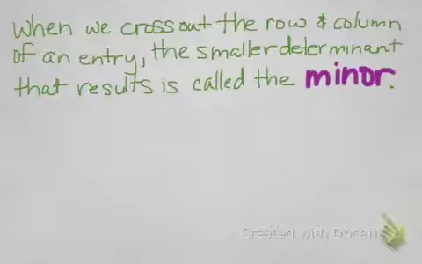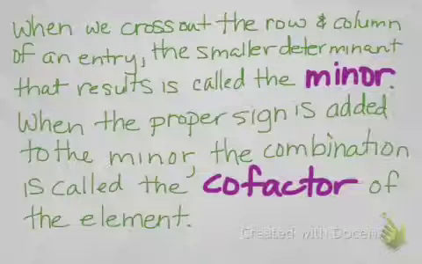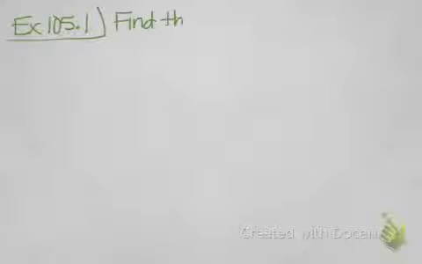Just to go over the terminology again, when you cross out the row and the column of an entry, the smaller determinant that results is called the minor. And then when the proper sign is added to the minor, the combination is called the cofactor of the element. So the cofactor is the determinant with the sign, essentially.